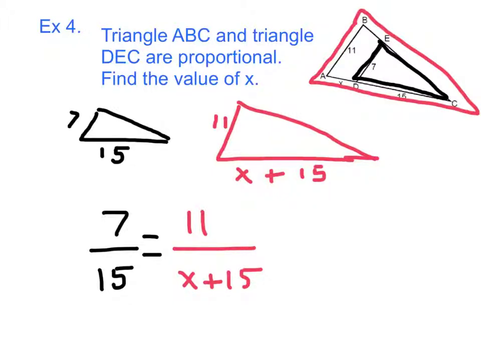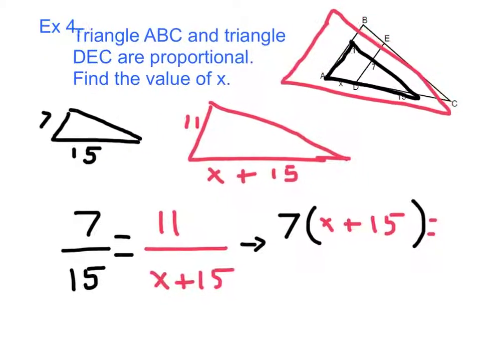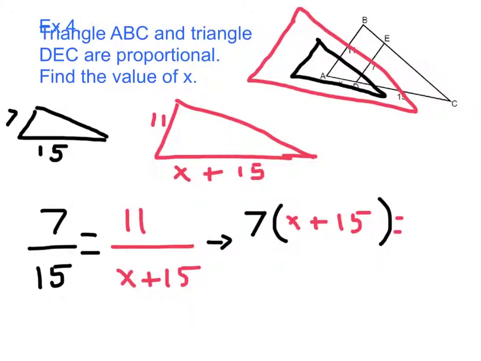We do some cross multiplying, and what we see is 7 times x plus 15. That's going to equal 11 times 15, which is 165. 165. Let me move this real quick. Don't get confused by the crazy looking triangles at the top. 165.